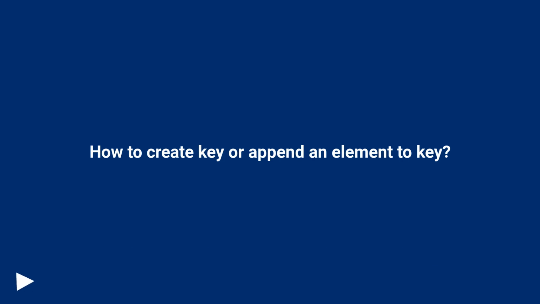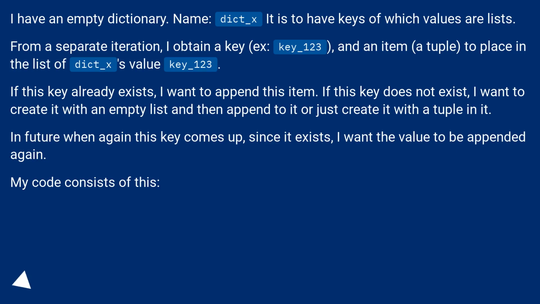How to create a key or append an element to a key? I have an empty dictionary named dict_x. It is to have keys whose values are lists.